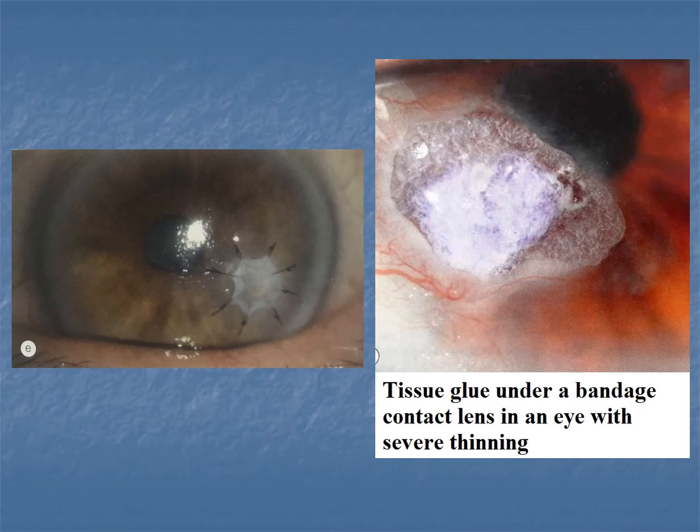Once the epithelium is healed, we can slough off the superficial portion and the cornea becomes clear.